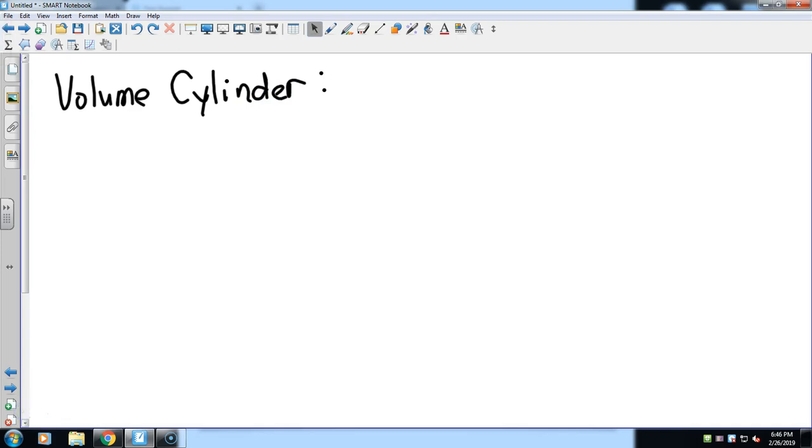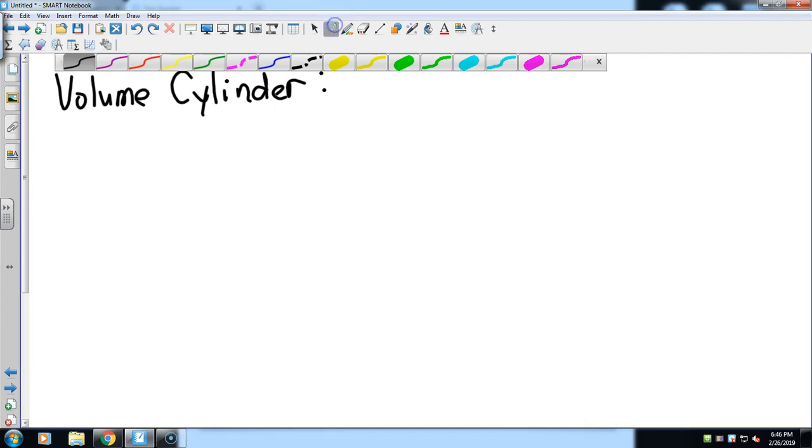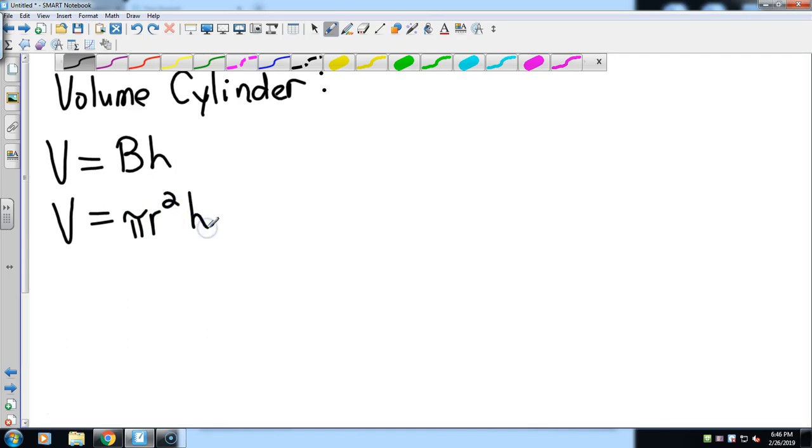And the actual formula is the same. So the volume of a cylinder is going to be the area of the base times the height. We know the base is going to be a circle, so instead of just writing area of the base, you could write pi r squared times h. Either one of those will work just fine.